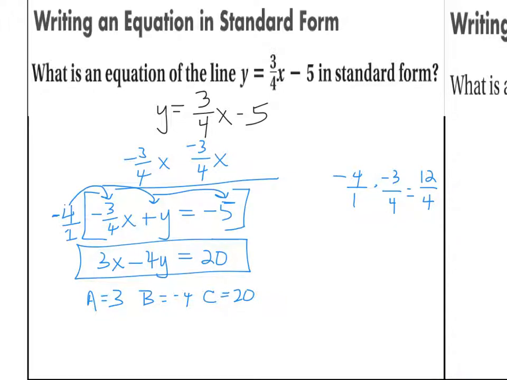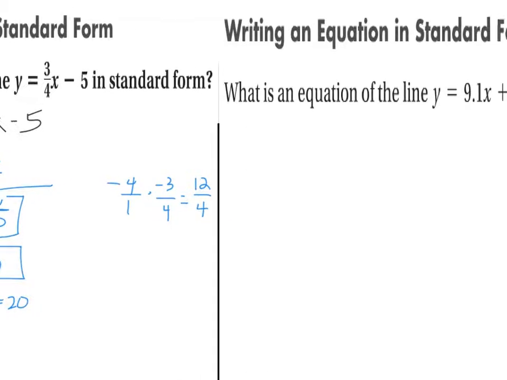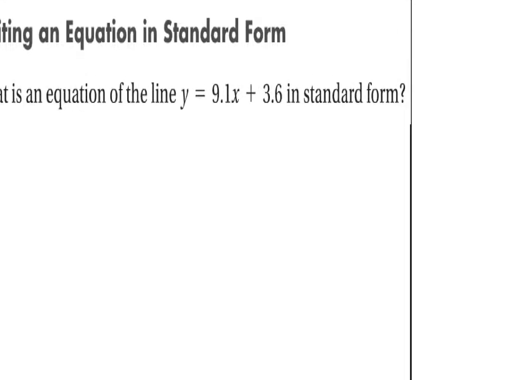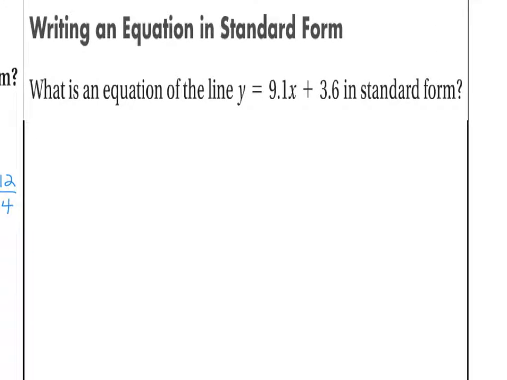Okay, let's take a look at the next example here. This one's a little bit different because I've got some decimals in here, and that's okay. All right, so here's our equation: y equals 9.1x plus 3.6. Again, are x and y on the same side? They are not. So in order to do that, I'm going to subtract 9.1x.